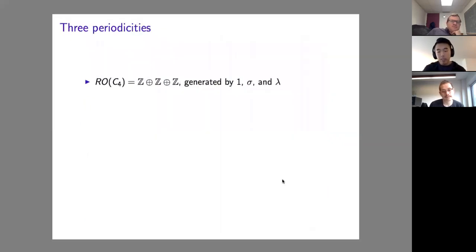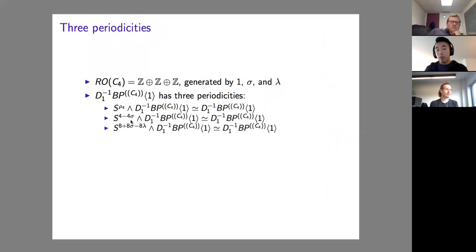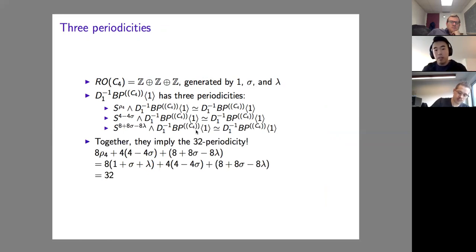And this is the infinity page of the slice spectral sequence. And just like the case for KR, if I look at the ROG graded homotopy groups of BPC41 and I invert this D, it has 3 ROG graded periodicities. One of them is a rho 4 periodicity. One of them is a 4 minus 4 sigma periodicity. And another one is 8 plus 8 sigma minus 8 gamma lambda periodicity. And sigma and lambda generate the real representation ring of C4. So together, I can do some linear algebra, and what I get is a 32 periodicity for D inverted BPC41. So the computation is a 32 periodic computation.